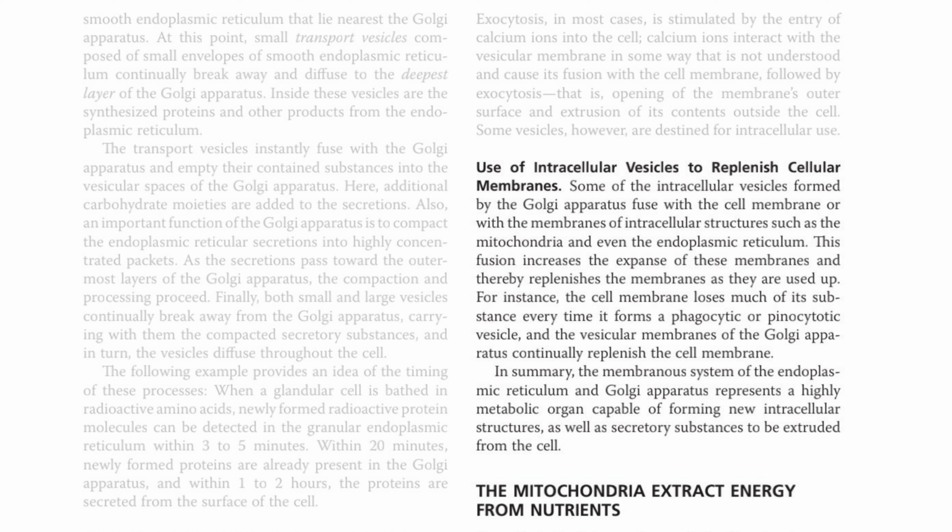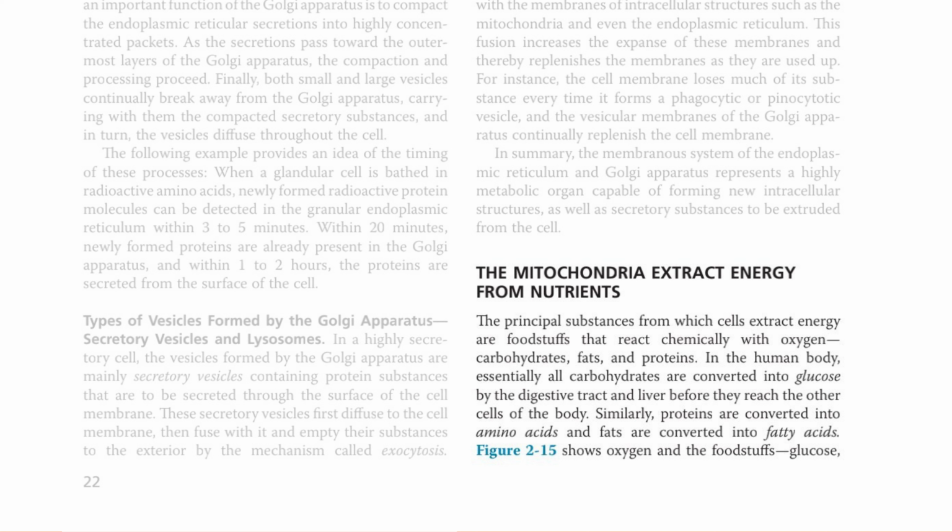In summary, the membranous system of the endoplasmic reticulum and Golgi apparatus represents a highly metabolic organ capable of forming new intracellular structures, as well as secretory substances to be extruded from the cell. The mitochondria extract energy from nutrients. The principal substances from which cells extract energy are foodstuffs that react chemically with oxygen: carbohydrates, fats, and proteins.